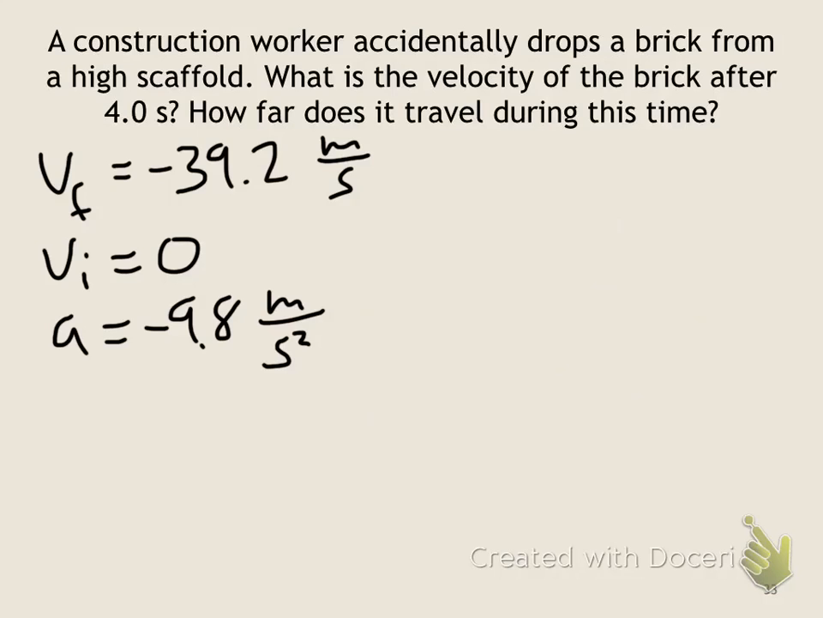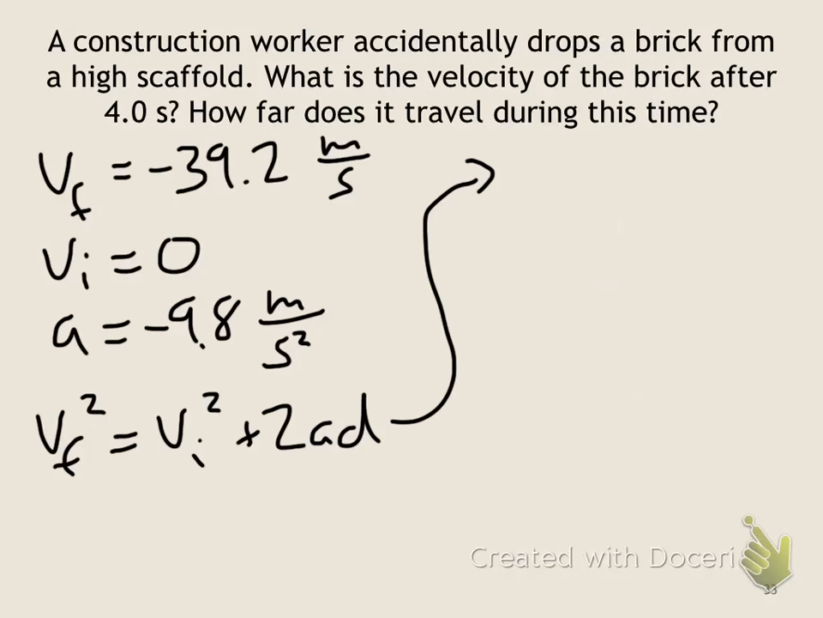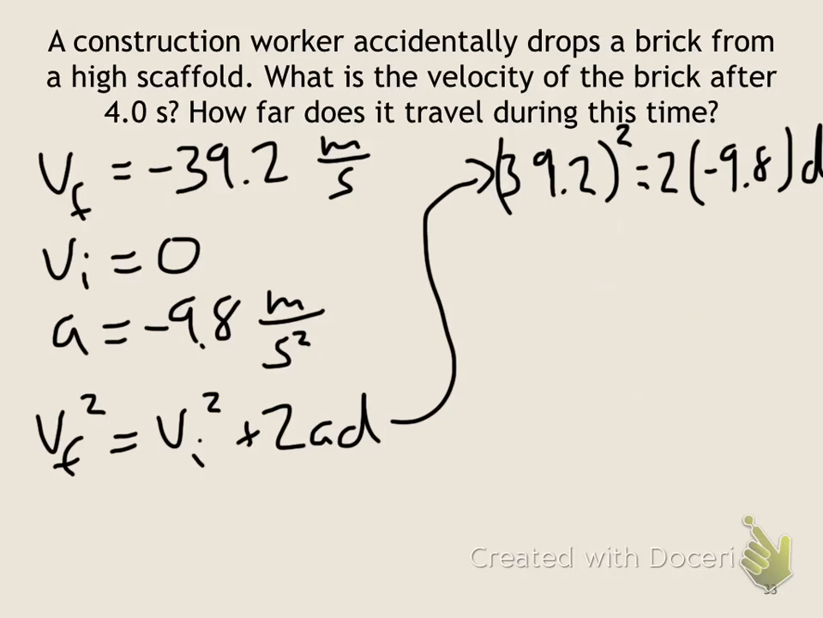So in order to figure out the distance, we need some sort of formula with a D in it. And so let's use the VF squared equation. VF squared equals VI squared plus 2AD. So if we plug it in up here, we have 39.2 squared, equals the initial velocity squared, which is just 0, plus 2AD. So you have 2 times negative 9.8 times your D. Solve for D, and you get 78.4 meters.